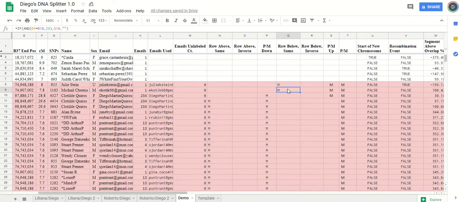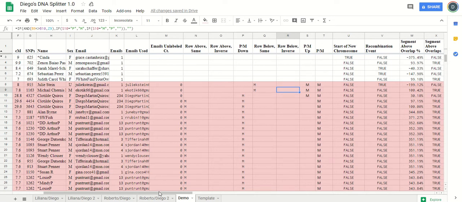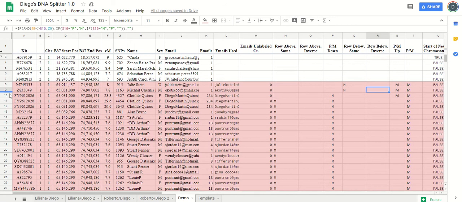If it overlaps and it's the same kind, then it will give you whatever you have there. And the same goes for the opposite, the inverse. If you have a segment that is of the opposite type and they overlap, then it will take whatever value you have here and it will reverse it.